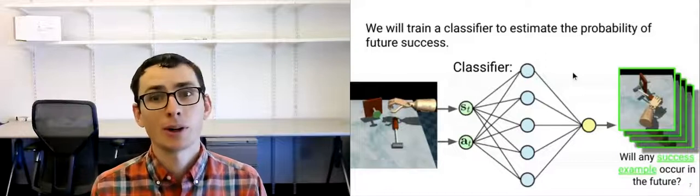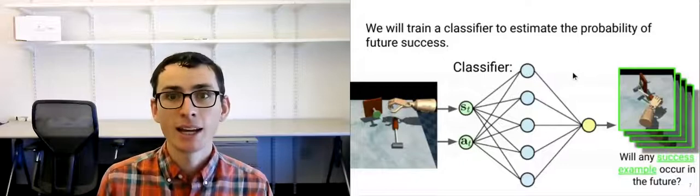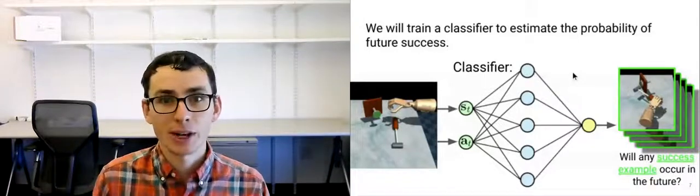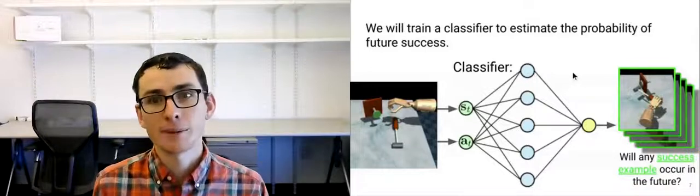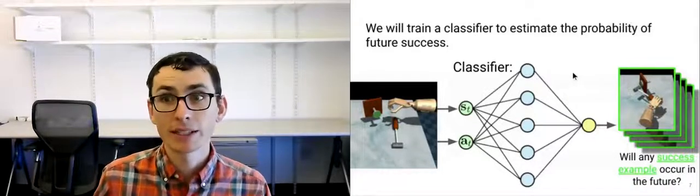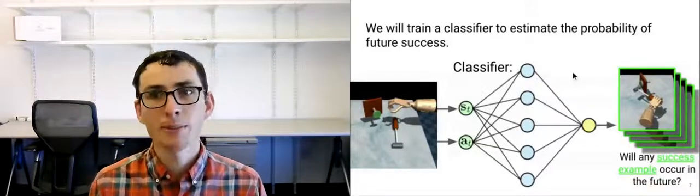The main component of our approach is a classifier. This classifier takes as input a state and an action, and predicts whether the state and action lead to future success or not. If we could learn this classifier, then we could determine which actions we should take to maximize the probability of future success. But actually training this classifier is a little bit tricky because of the data that we have.